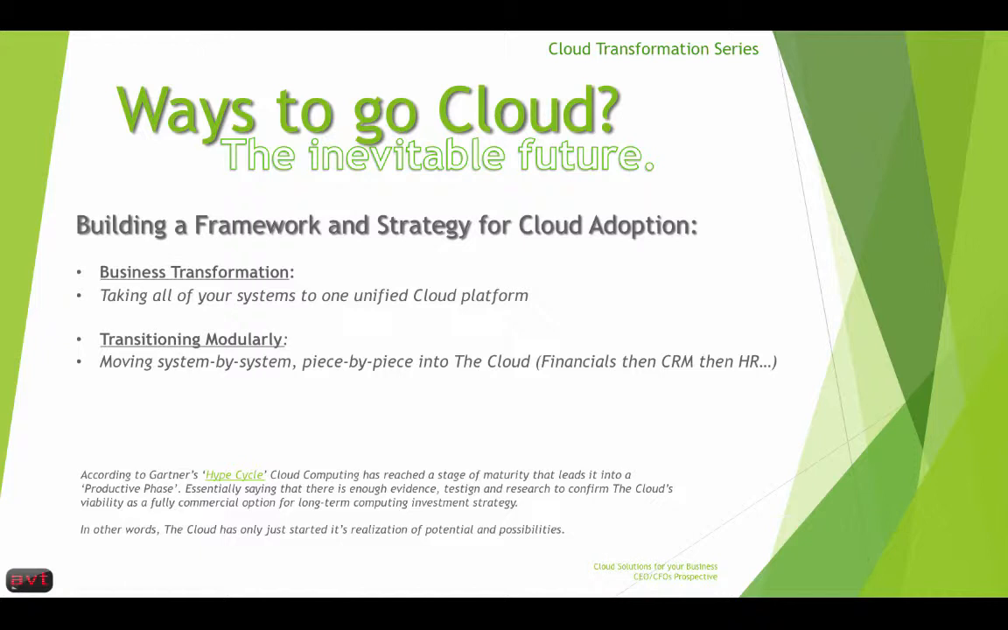So how do you do it? What are the ways to go cloud? So we've developed two basic themes for building a framework and strategy around cloud adoption. So entire business transformation. So you can take all of your systems to one unified cloud platform. You just need to understand that not only is that the most intensive on resource and planning, but it also yields the biggest benefits in the long run.